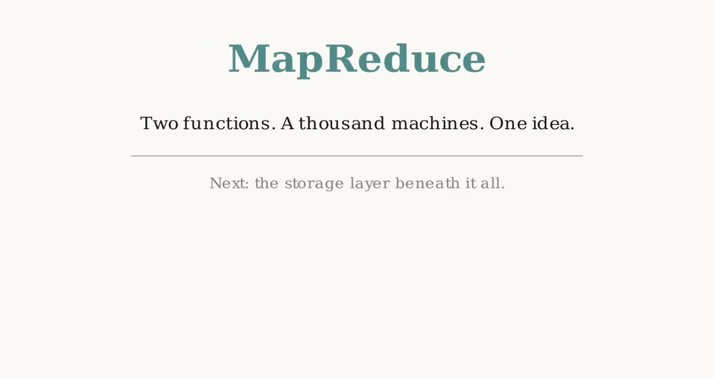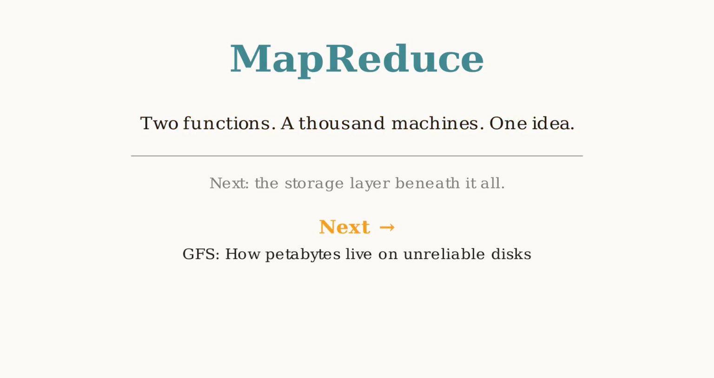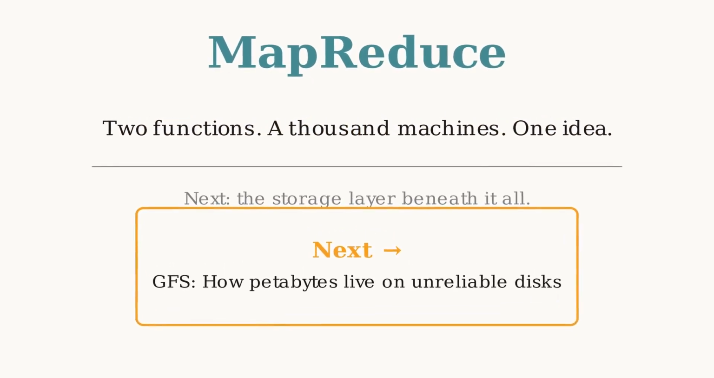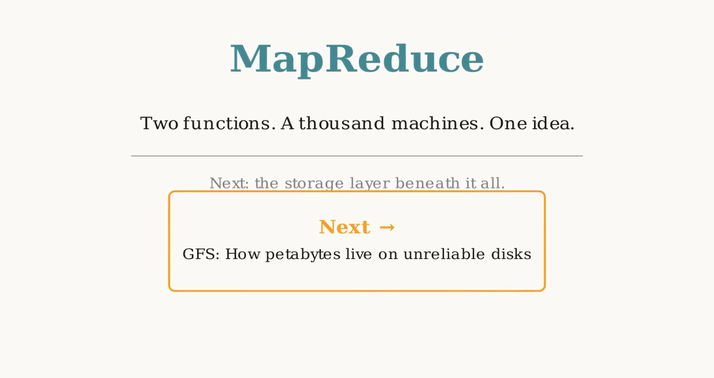You just walked through a paper that reshaped how the world processes data. Next time, how do you actually store petabytes across thousands of unreliable disks so that a system like MapReduce has something to read from in the first place?